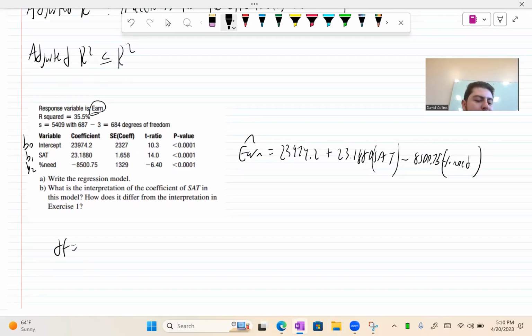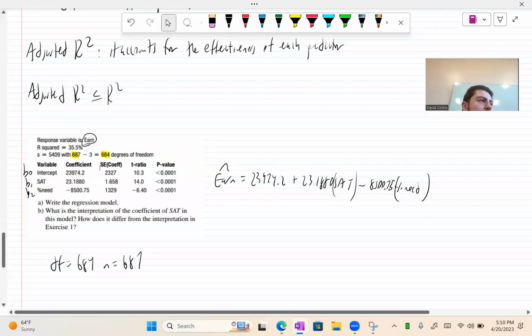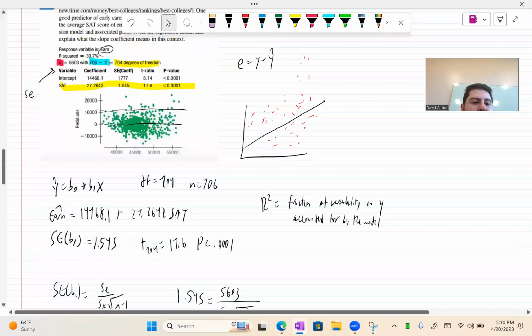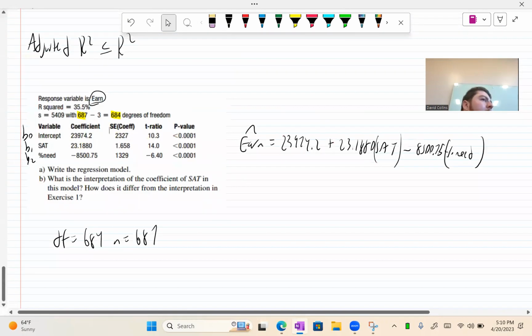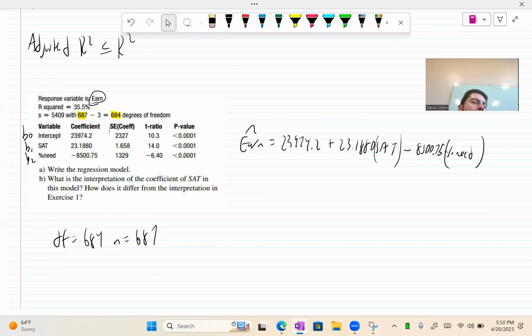So what's our degrees of freedom? What's our sample size? Right, see this? So this R squared is our adjusted R squared now, because we have multiple predictors. Now this is 35.5. This is 30.7. So by adding need percentage, we've made a better model. It's still not that great a model, but at least it's about 5% better.